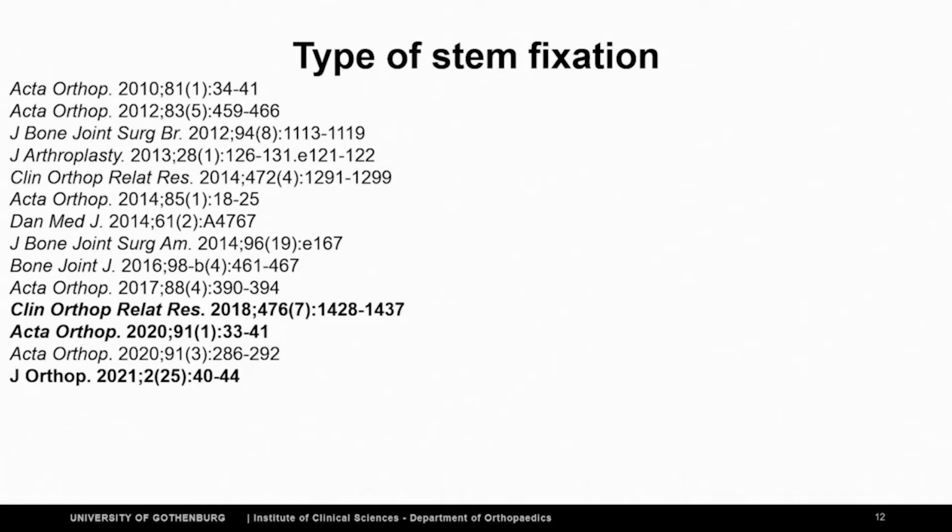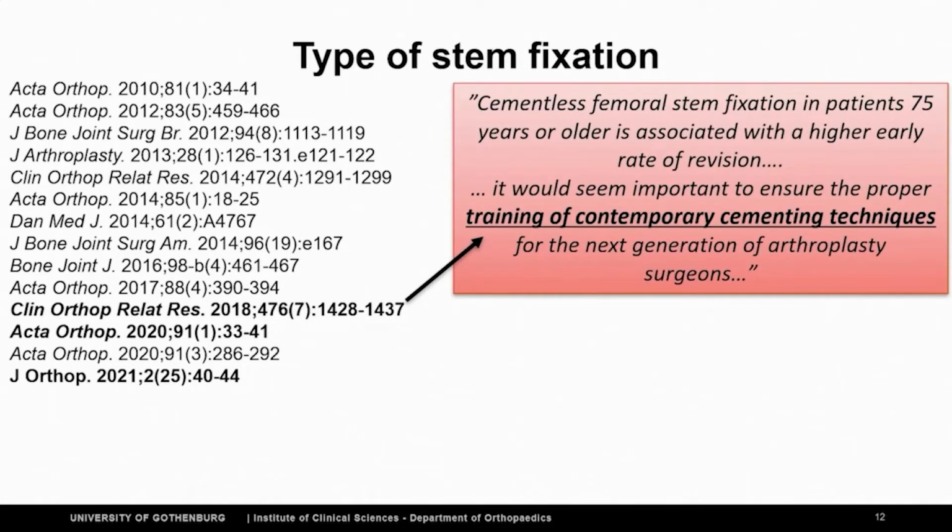Many studies have shown that the risk of periprosthetic fracture is higher in uncemented stems, especially for intraoperative and early postoperative fractures. A study from the Australian Joint Replacement Registry concluded that they may have to train the new generation of orthopedic surgeons in cementing techniques so that cemented fixation in patients older than 75 years will be a reality.